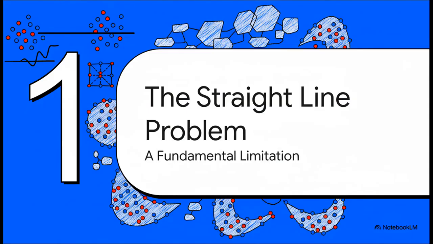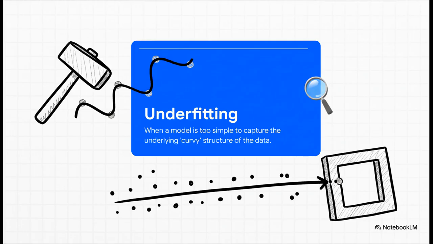And this brings us right to what we can call the straight line problem. And it's a big deal. This was the fundamental challenge, the major headache for AI researchers for a long time. I mean, how do you teach a machine to see in curves when the only tool you've given it is a ruler? Now, there's a technical term for this, of course.